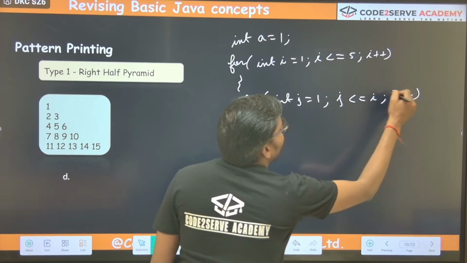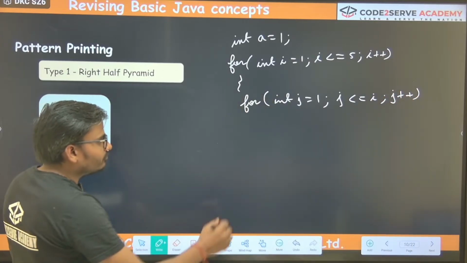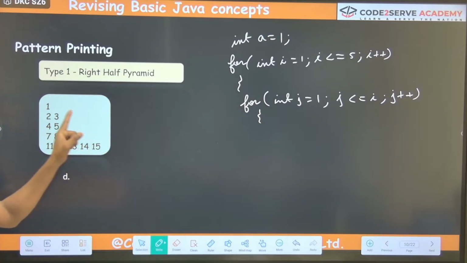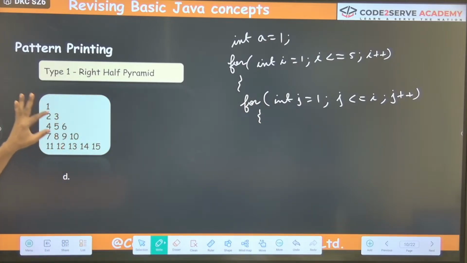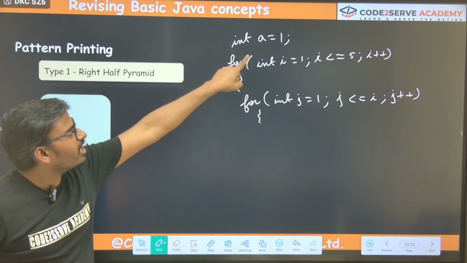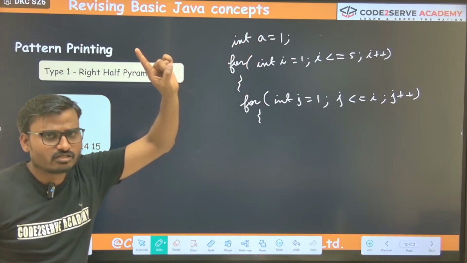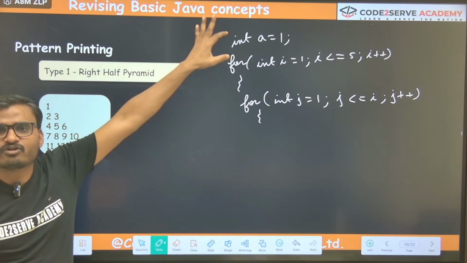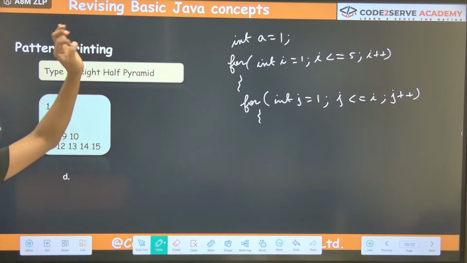J plus plus. All right. Now over here you see the first value you have to print. The first value that you have to print is a. So the value of a we have initialized with 1. Whatever the first value given, you initialize that in your variable. So we initialized with 1.